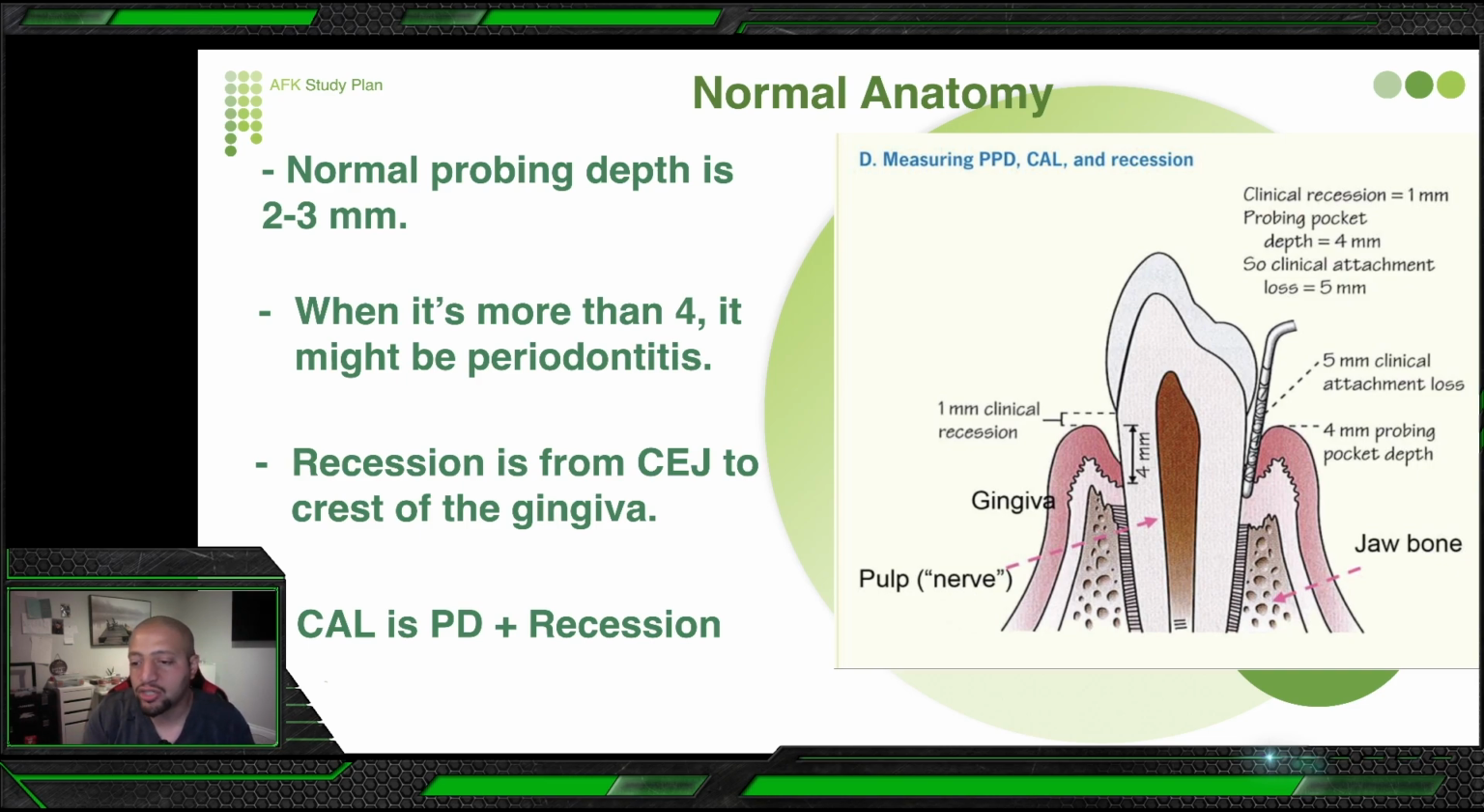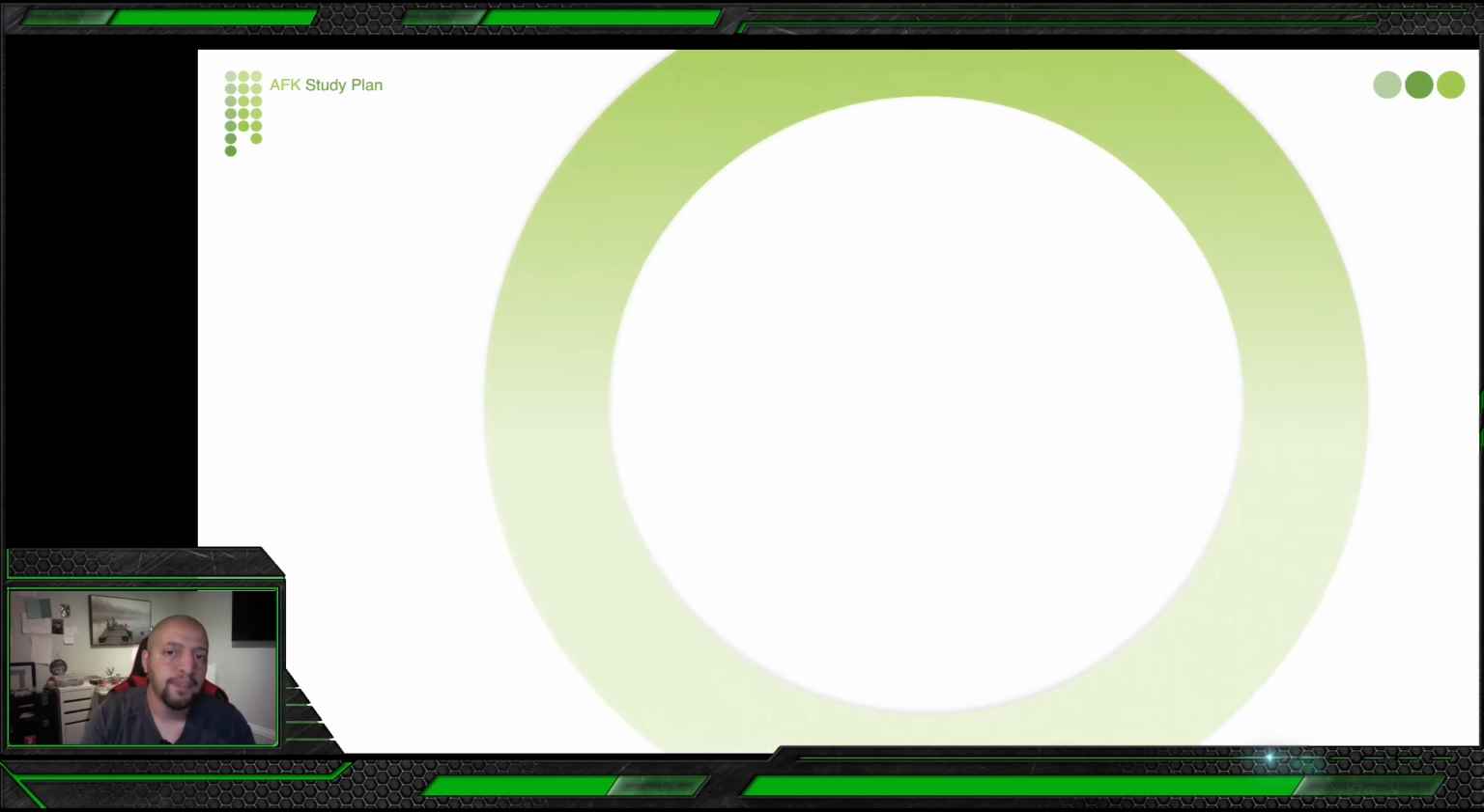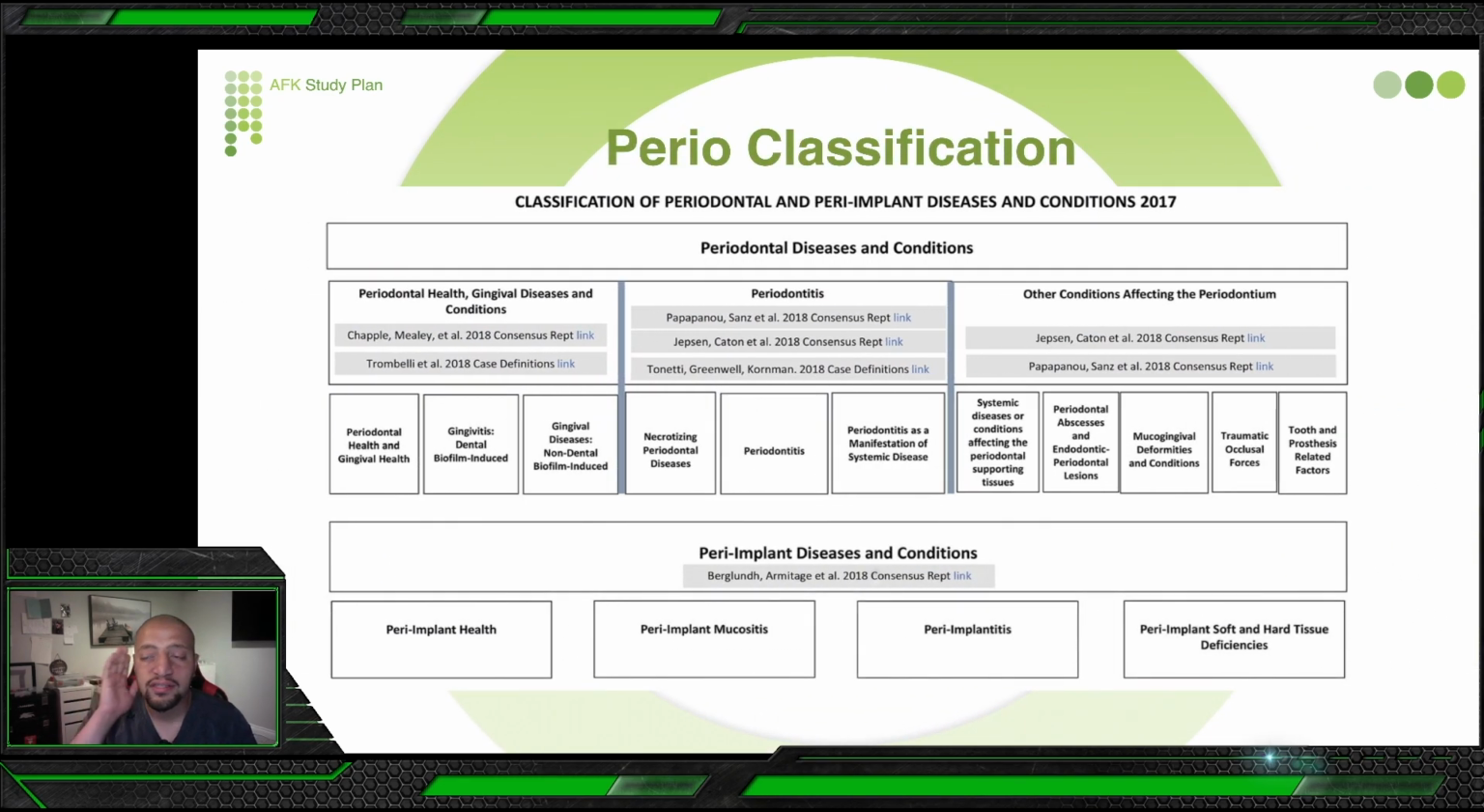And here is a picture giving you the two back to back, in front of each other. You can see 5 millimeter clinical attachment loss with 4 millimeter probing depth, meaning we have a recession, which is 1 millimeter of clinical recession. Okay, so that was the terminology. I would like you to go back to it if you don't have a clear understanding, because you're going to need this terminology a lot here.